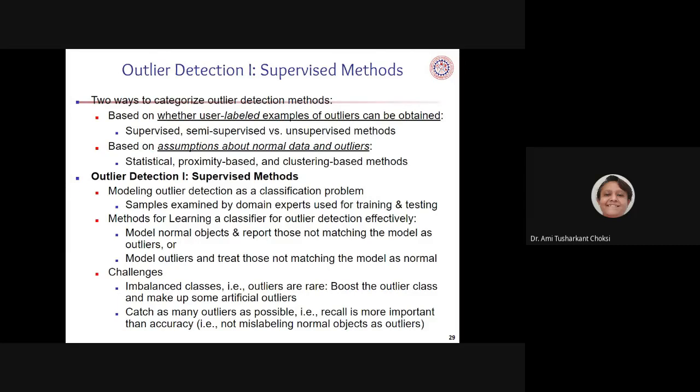The same thing is there: model normal objects and report those not matching the model as outliers. Fine. Model outliers and treat those not matching the model as normal. See, in this, we are having two things. One is we model the normal objects and whoever are not matching, they are the outlier. Here in the second case, we are modeling the outliers.